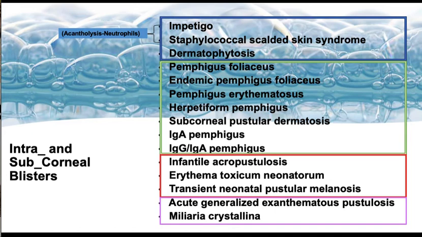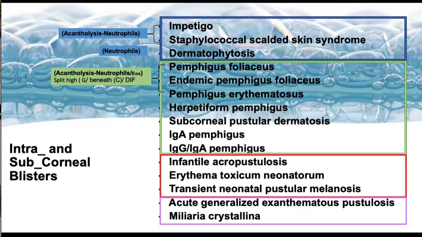So we go back to those three questions, and in the first group we see acantholysis and neutrophils. In dermatophytosis we see neutrophils. Anytime you see neutrophils in the corneal layer, you should always do GMS staining. In the pemphigus foliaceus group, we see acantholysis with neutrophils, and in some cases also eosinophils. The DIF staining will help you in this group to identify the diagnosis.